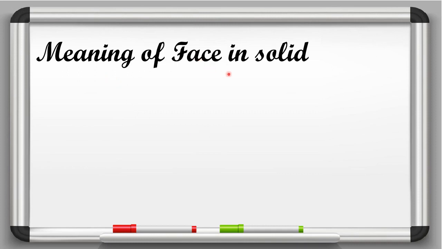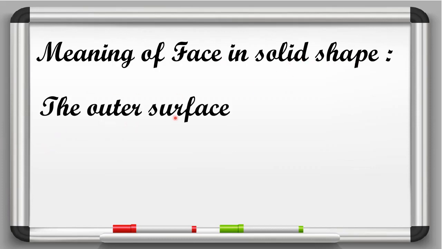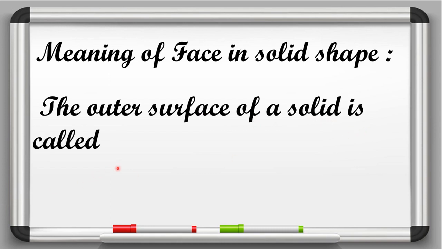First one is the meaning of face in solid shape. I told you earlier also, now I am going to explain it again, what do you mean by face in solid shape. The outer surface of a solid is called face. ठीक है बेटा, जो outer surface होता है किसी भी solid object का, that is called face.